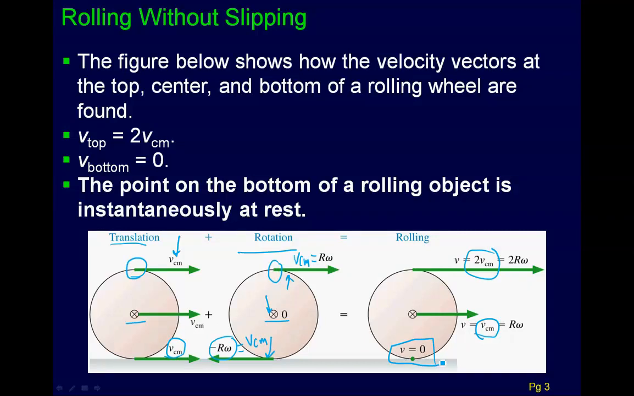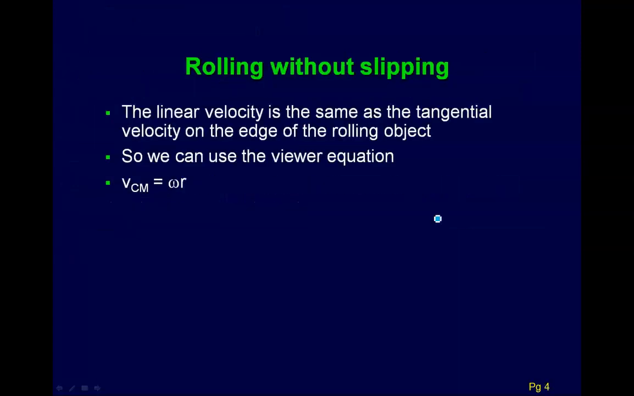This is kind of a hard thing to get, but really this is the definition of rolling without slipping. There is no relative motion between the wheel and the ground, so the velocity is 0. And in order for that to happen, you have to have that relationship: the velocity of the center of mass equals omega times r. That has to be true with rolling without slipping. So the big key is we can use this equation anytime that we hear rolling without slipping.